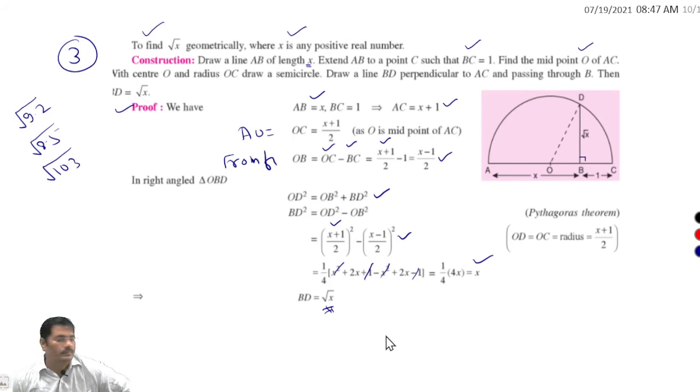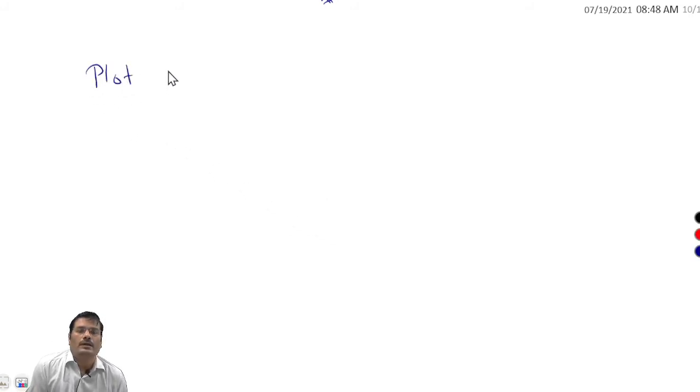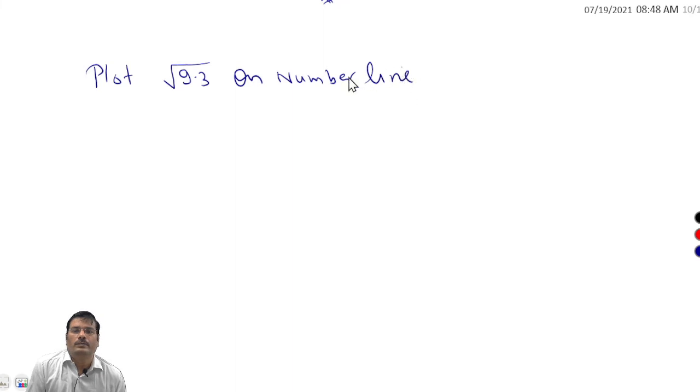Now suppose that we have to simply plot under root 9.3 on number line. How do we plot under root 9.3 on number line? कैसे ड्रा करोगे, आइए देखा जाए. तो पहले आप कुछ स्टेप बना लो.